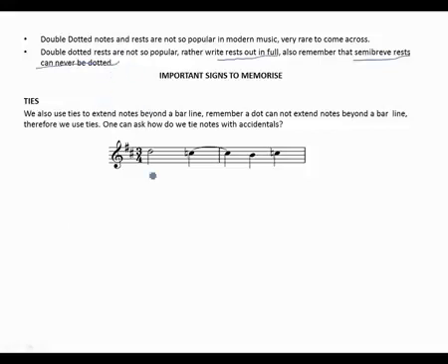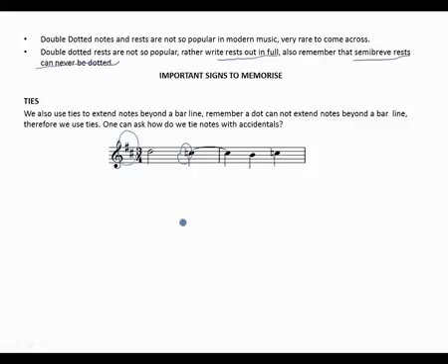This is 3/4. We have two sharps. Now, the second sharp is actually a C sharp. So this is in the key of D. So now, to cancel this sharp, a natural sign was used and placed before the note.